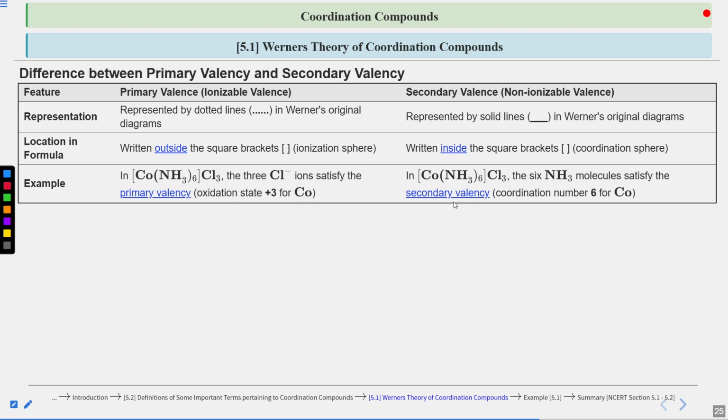In the secondary valence, if you take the same example, cobalt NH3 6 Cl3, the 6 ammonia molecules that are directly bonded with the central metal atom satisfy the secondary valency of this complex, and secondary valency determines the coordination number of the central metal atom. So 6 ligands, that means 6 donor atoms are present in this complex around the central metal atom. So the coordination number for cobalt will be 6.